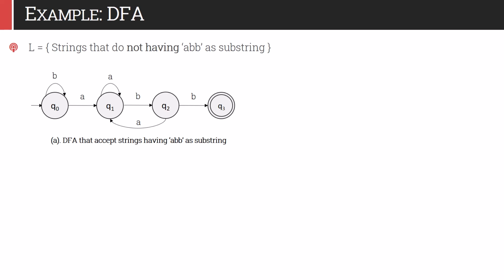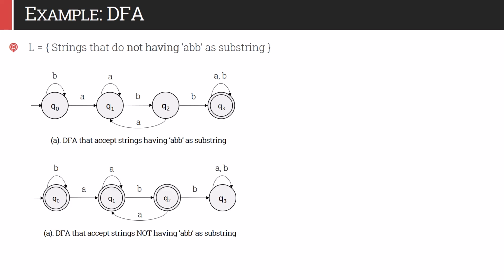So once we read A from Q2, we are moving to Q1, and to go to the final state, we have to read double B. So ABB is ensured. From Q3, we can read any combination of A and B, because after ABB there can be any combination of A and B. So this is the desired DFA. We have tested all the possible arcs from all the states.